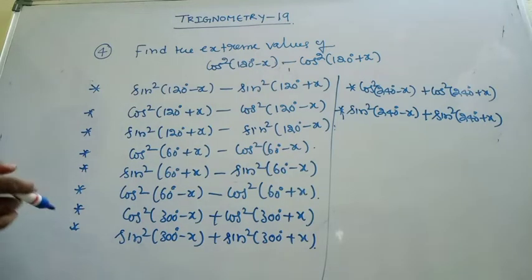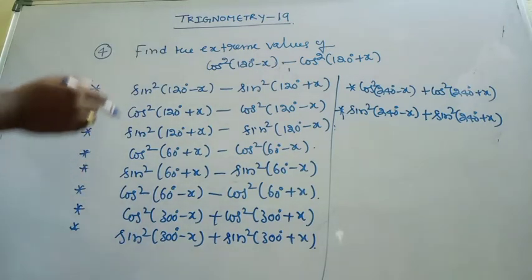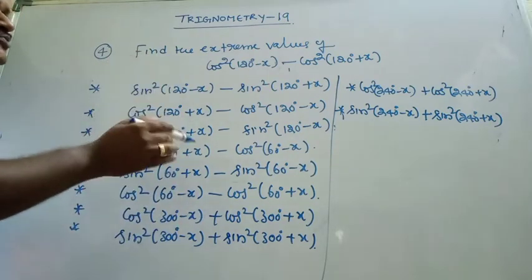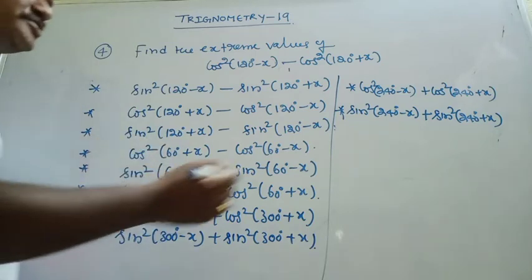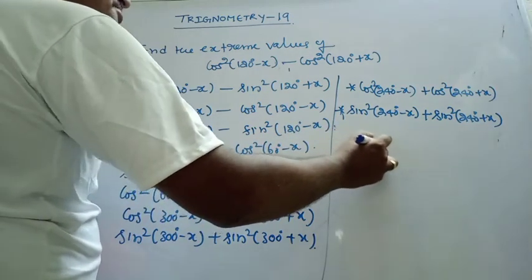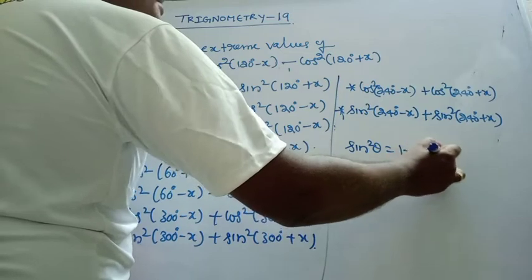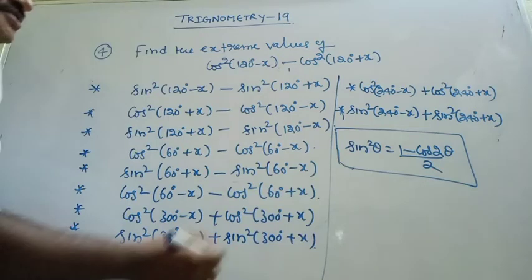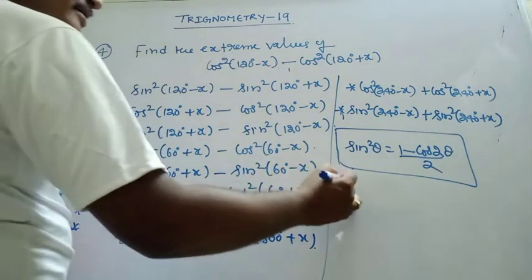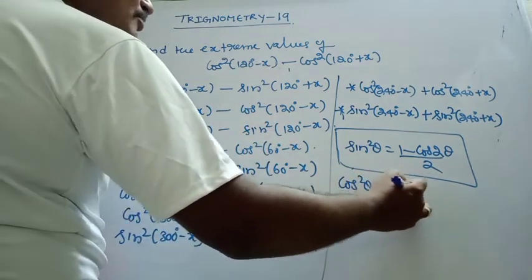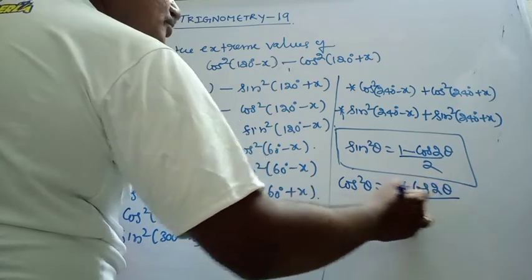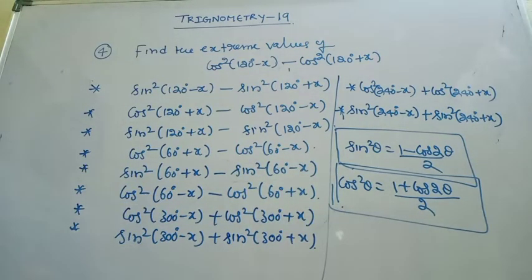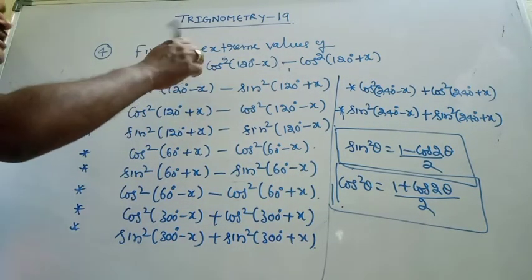Now, based on the fourth problem, we have plenty of problems. All these problems are done using the same procedure and the formulas I told you. One is sin square theta equal to 1 minus cos 2 theta by 2, and I already explained how we got it by using the cos 2 theta formula, and also cos square theta is equal to 1 plus cos 2 theta by 2. Using these two formulas, we already did this fourth problem.